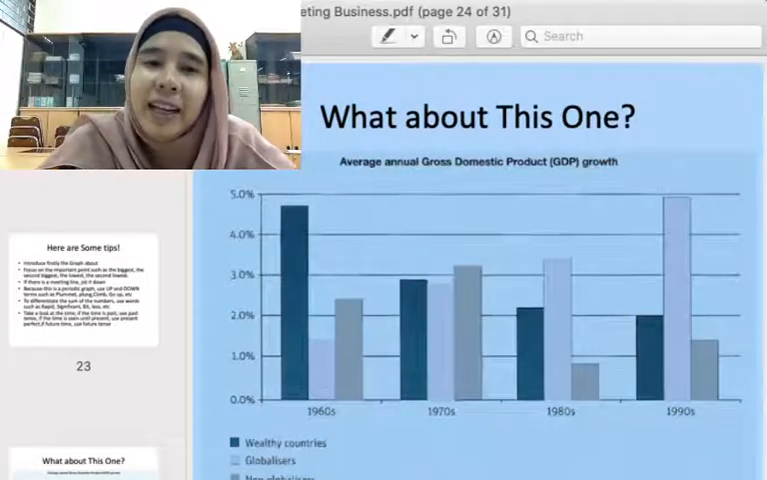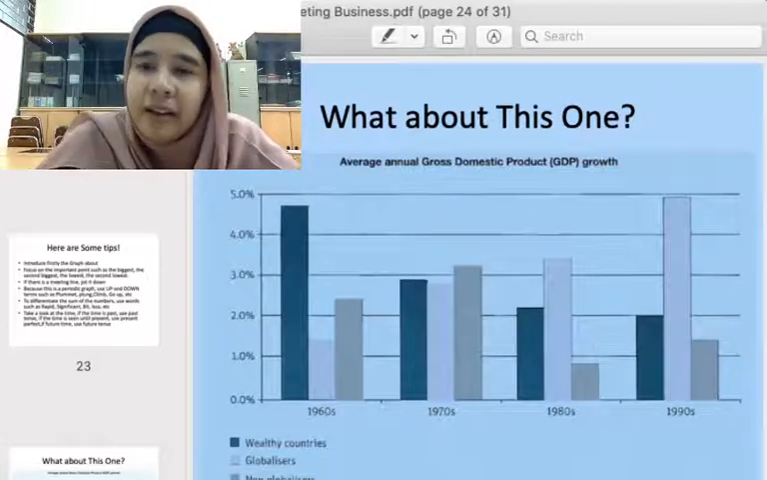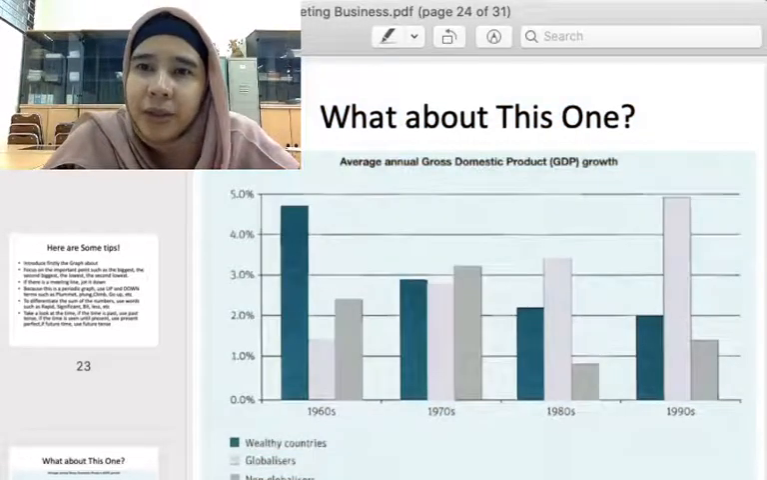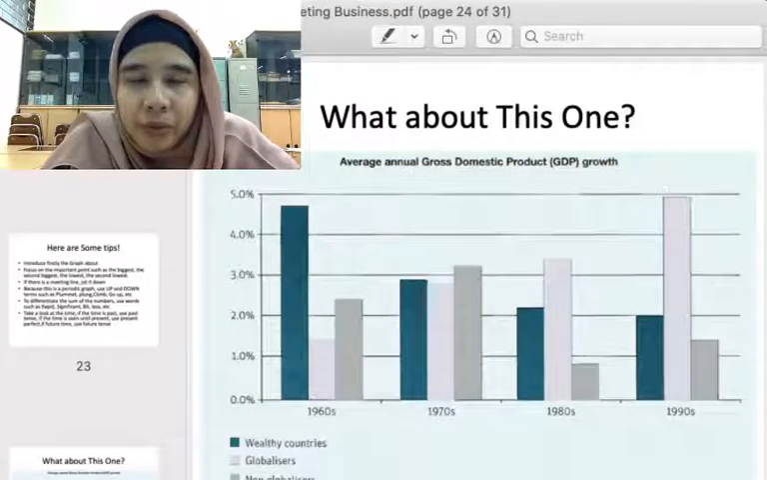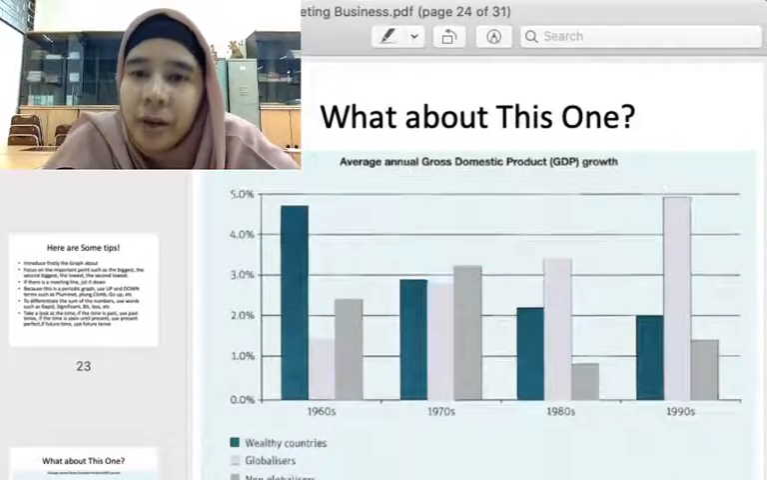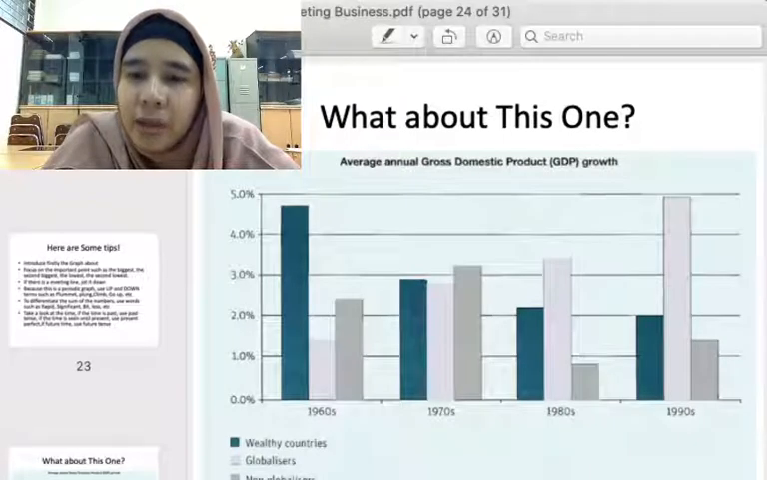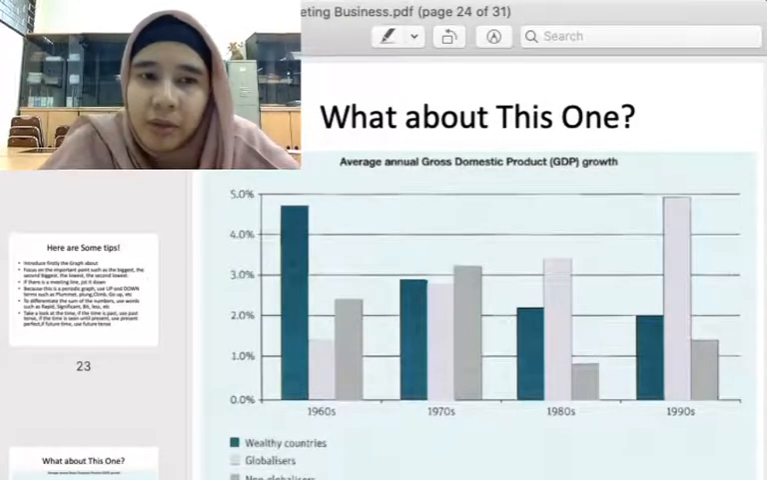Okay, so it is not the line graph. This is called a bar graph. The title is average annual gross domestic product or GDP growth. As you can see, there are three different kinds of variables here: wealthy countries, globalizers, and non-globalizers, each with a different amount.